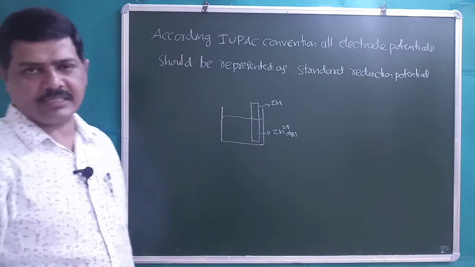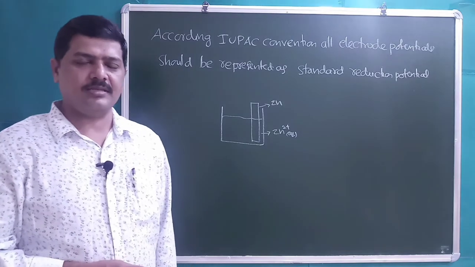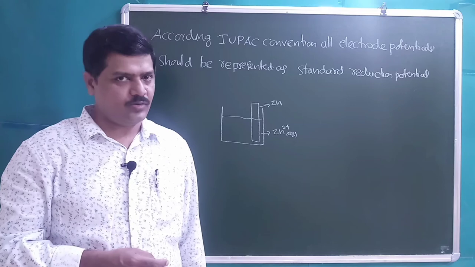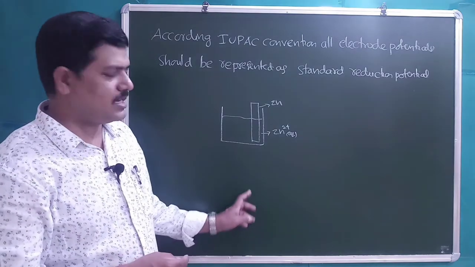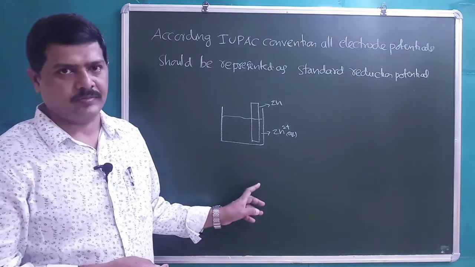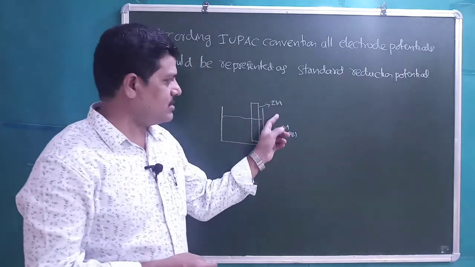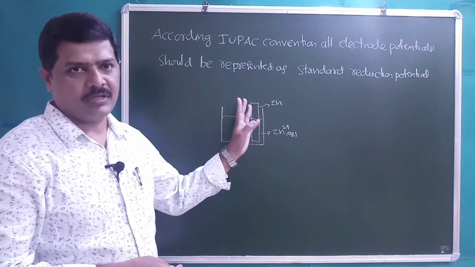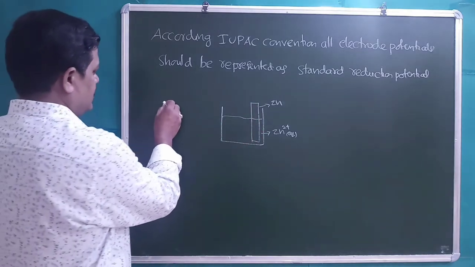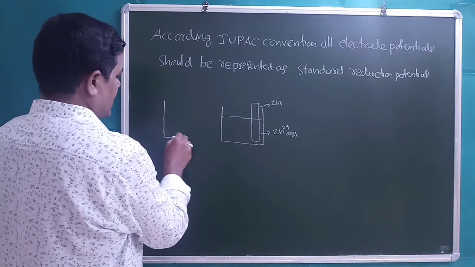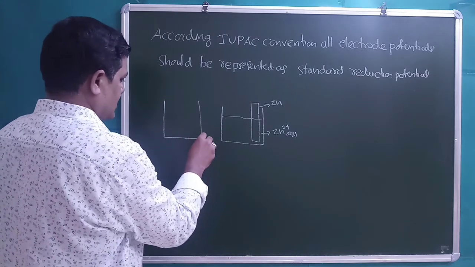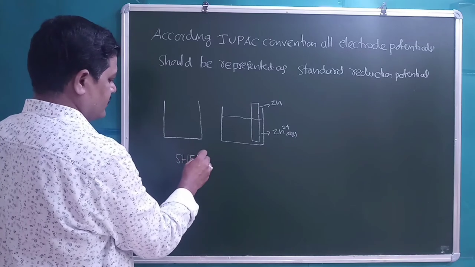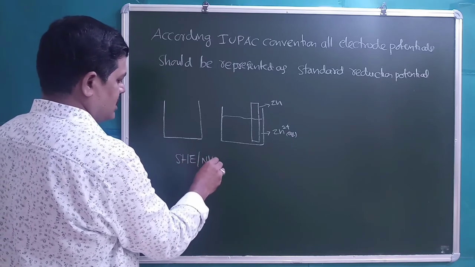A zinc rod is immersed, but alone oxidation or alone reduction does not occur. If there is a reduction, there is an oxidation. If there is an oxidation, there is a reduction. Both are complementary to each other. Neither oxidation nor reduction occurs alone. So if you want to find out the reduction potential of zinc, we cannot measure that alone. It should be coupled with the standard hydrogen electrode, in short called SHE, standard hydrogen electrode, or normal hydrogen electrode.